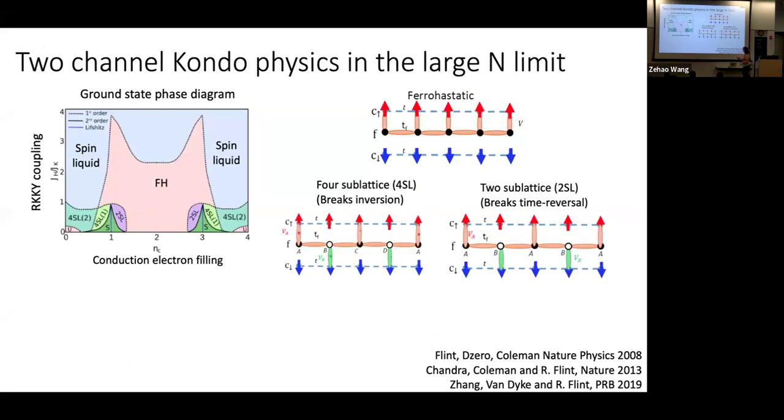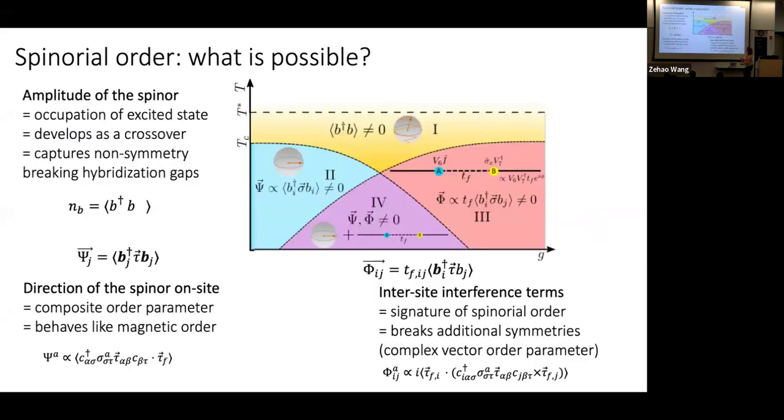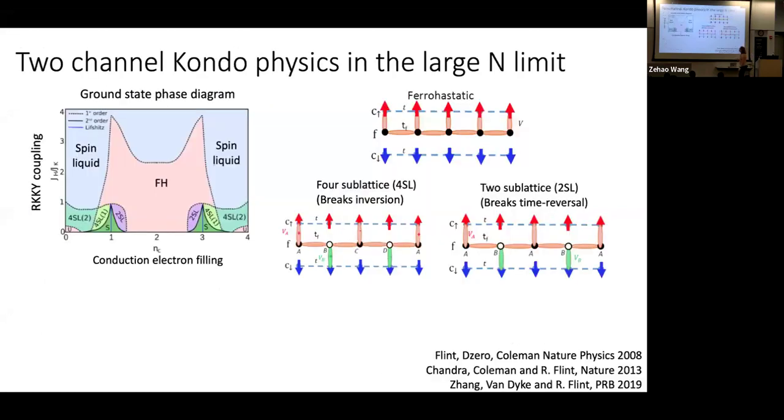Good, okay. So that's sort of the basic phases that you can get. So now I want to talk about, do we get these? This is the possibilities. So here, this is what we get in the large N limit.